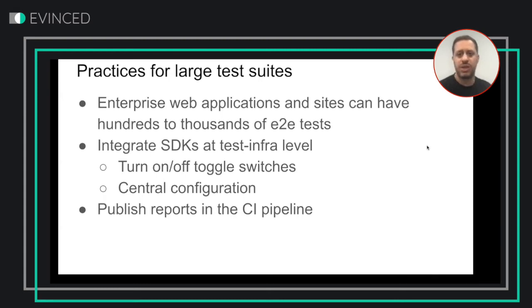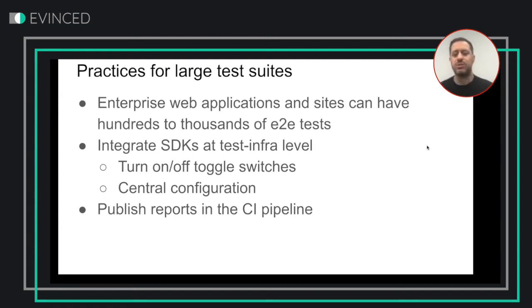So ideally, you would like to have a single point to integrate the SDK and do that on the test infra level. When doing that, you have all kinds of options to control the accessibility testing in one place. For example, adding an on-off toggle if you want to turn off the accessibility testing for some reason, or managing a central configuration of the accessibility testing, like ignoring certain issues or different parts of the site or application.